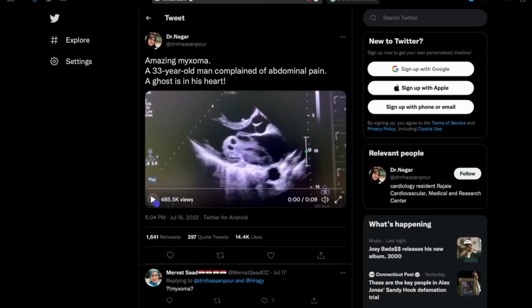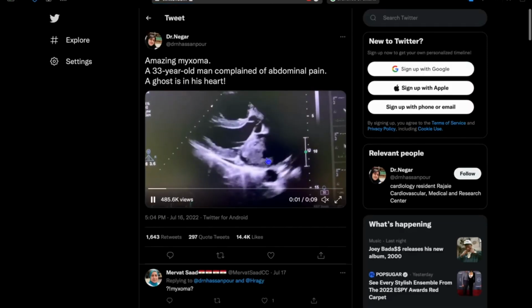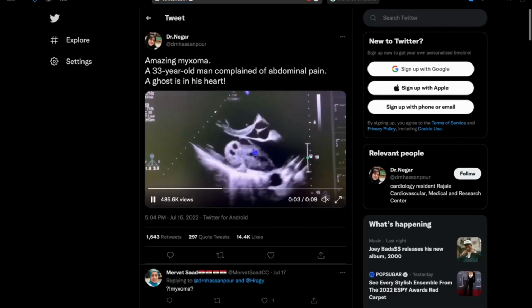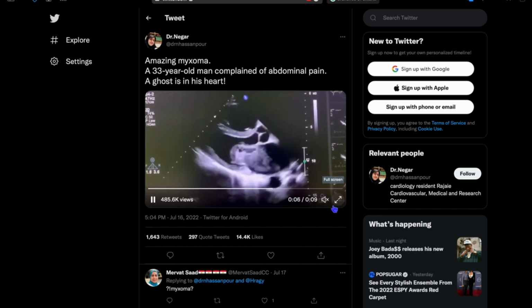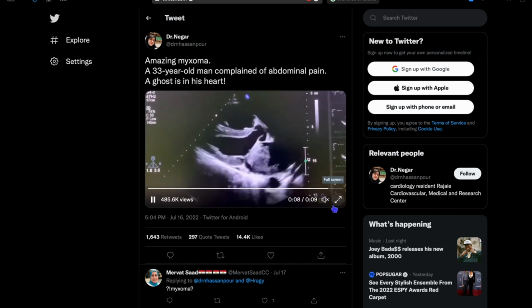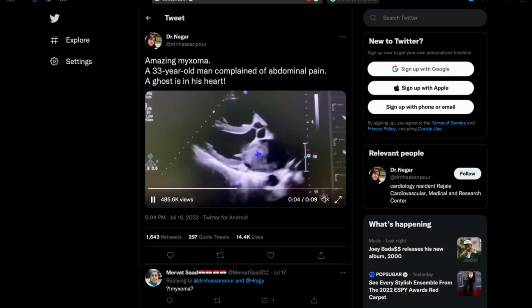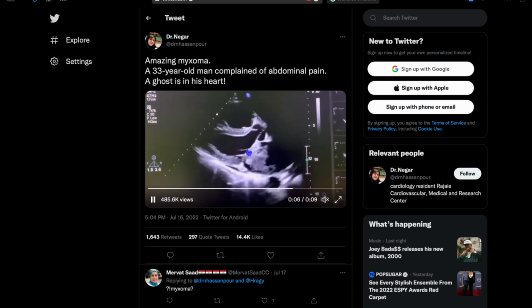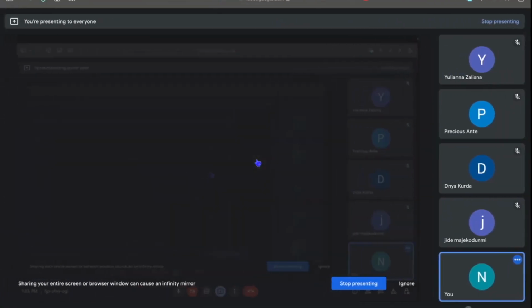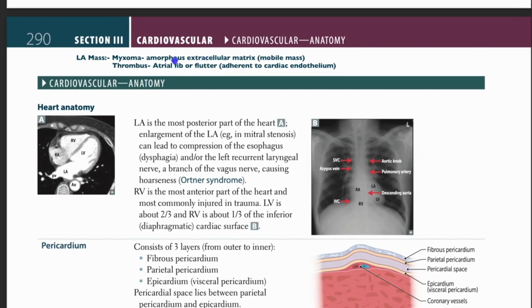So this is a myxoma, the one that looks like Casper the Friendly Ghost. So that's hypnotizing. But that thing right there, the growth here, is called the myxoma, right? The definition of it is that it's amorphous extracellular matrix, okay? And it's a mobile mass; it moves.